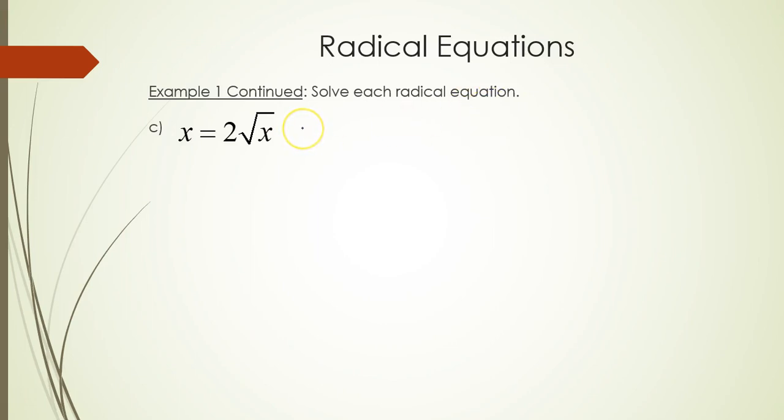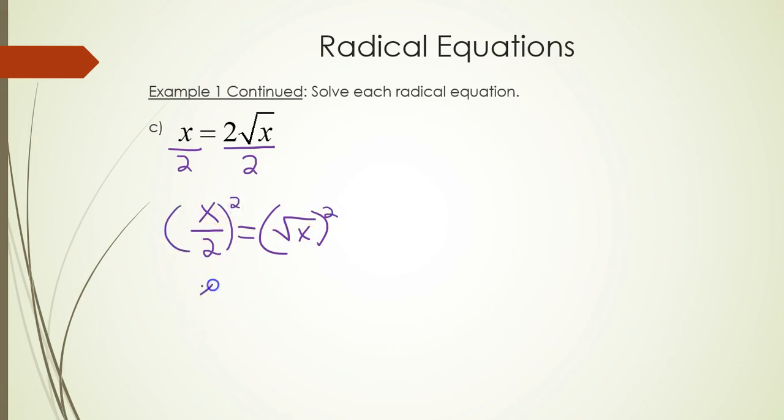x equals 2 square root of x. I'm going to go by my usual process of first isolating the radical. Divide both sides by 2. There's another way you could do this, but I want to stick to my same process for everything. Once you get square root of x, the radical by itself, well, then you would have to square both sides.